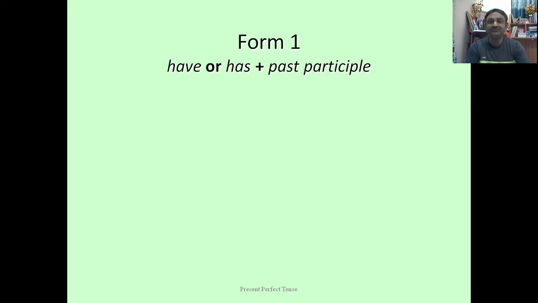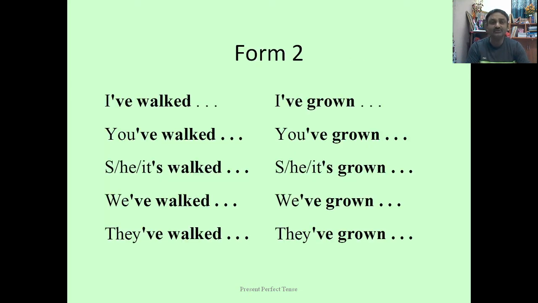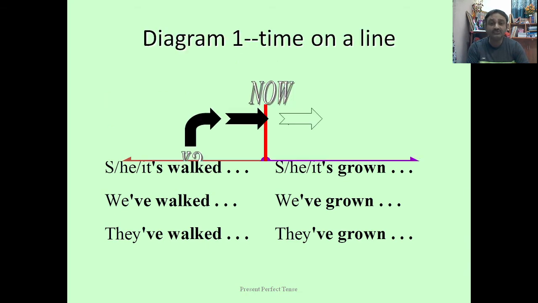Now the first form, have or has, plus past participle. I have studied, I have seen, you have studied, you have seen. Similarly, it has studied, he, she, it has seen, we have studied, we have seen, they have studied, they have seen. Now the second form, I have walked, I have grown, you have walked, he, she, it walked, we, they. Similarly, on the right hand side, you have grown, she, he, it has grown, we have grown, they have grown.